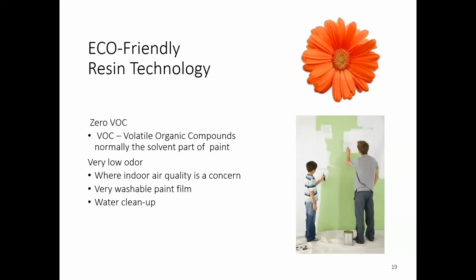Okay, let's talk a little bit about eco-friendly resin technology. This is super important to Dunn Edwards. This zero VOC should be in quotes because technically you can have 1 to 5 grams per liter VOC in a gallon of paint, in a liter of paint. So 5 or less grams per liter VOC, and still be called zero VOC.